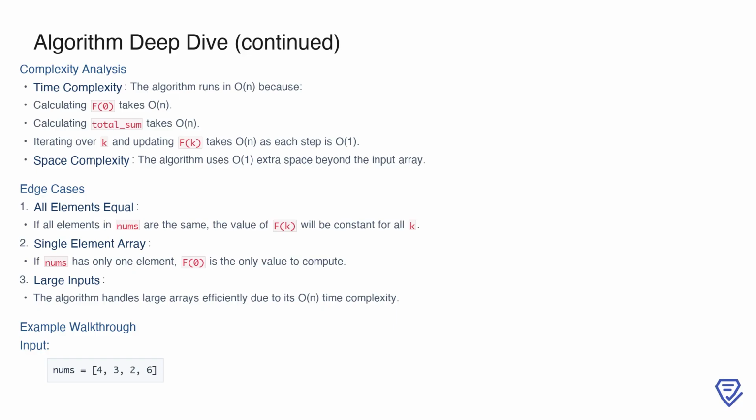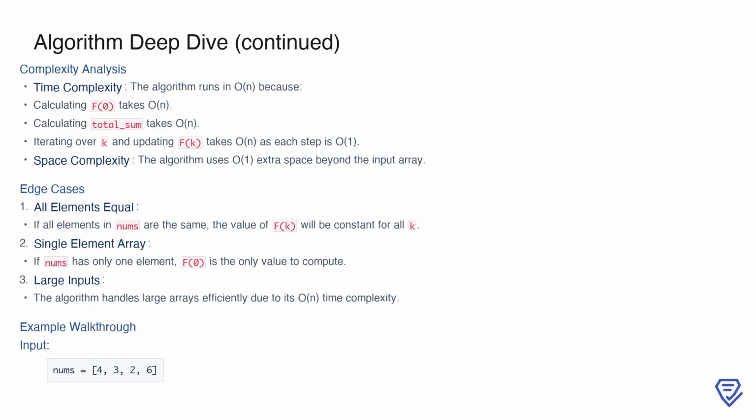For edge cases, if all elements in the array are equal, f(k) will be the same for all k. For a single element array, f(0) is the only value to compute. Finally, the algorithm is well suited for large arrays because it processes the data in linear time, ensuring scalability.